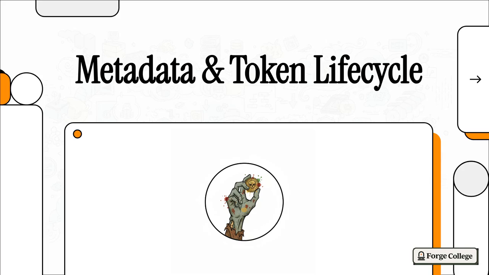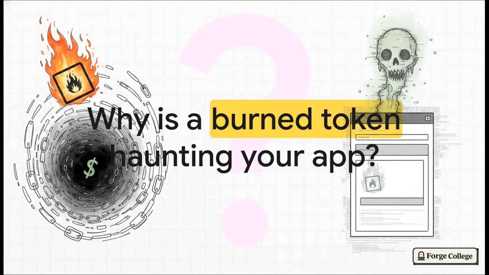Okay, so if you caught our last explainer on validator load balancing strategies, you know we love keeping the backend running like a well-oiled machine. But today, we're shifting gears. We're tackling an absolute front-end nightmare. I'm talking about metadata management and the token lifecycle. Have you ever actually encountered a zombie token?